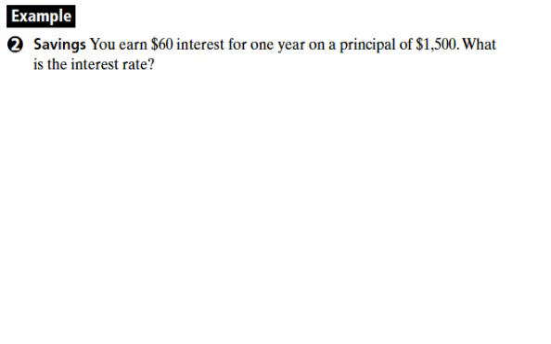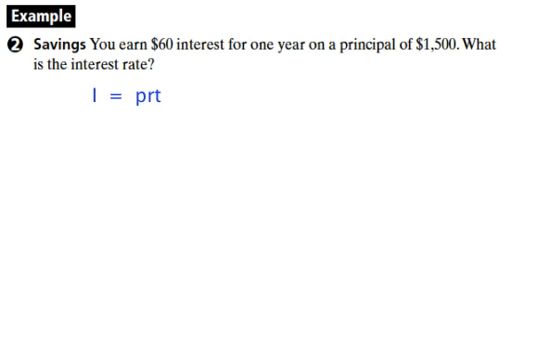At the top of the page, put a star to indicate that you are listening to the notes, not just watching them. Example 2, savings. You earn $60 interest for 1 year on a principal of $1,500. What is the interest rate? We're going to use the formula I equals PRT, where I stands for the interest earned, P is the principal, R is the interest rate that you're earning, and T is the time.